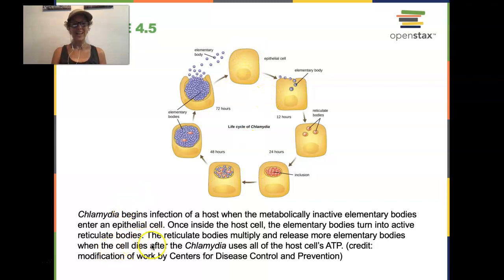And the cell dies when the chlamydia uses all of the host cell ATP, which is the energy molecule we'll discuss in our metabolism chapters. So this can be very damaging to reproductive cells. Males typically have symptoms and get treated early. Persons with uterus and uterine tubes tend to have very little or no symptoms until the disease is very severe, and this bursting of the cell is what can cause sterility in people.